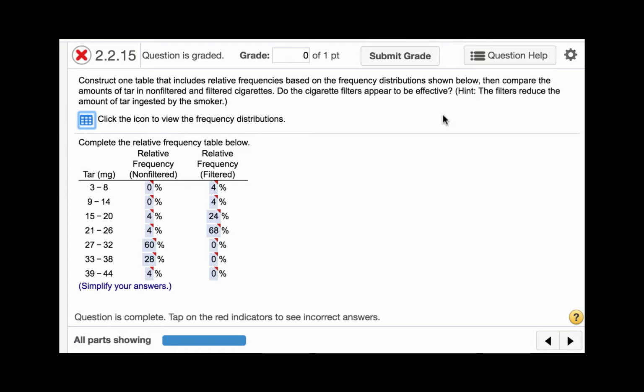Construct one table that includes relative frequencies based on the frequency distributions shown below. Then compare the amounts of tar in non-filtered and filtered cigarettes. Do the cigarette filters appear to be effective? And the hint is the filters reduce the amount of tar ingested by the smoker. We are to click the icon to view the frequency distributions.